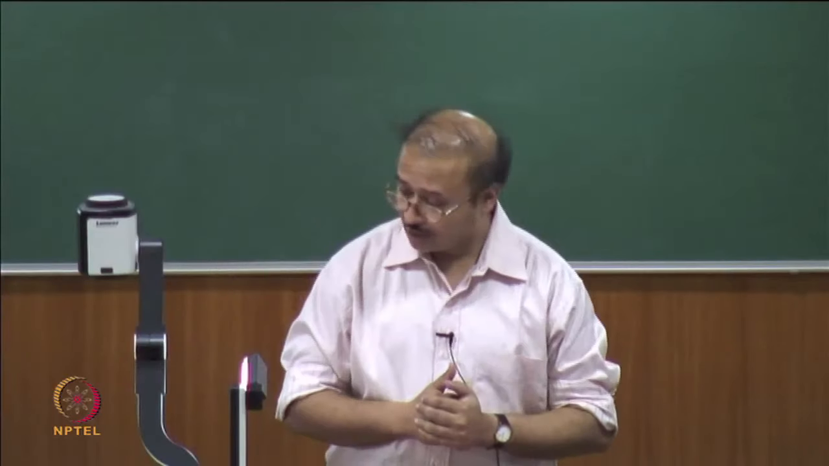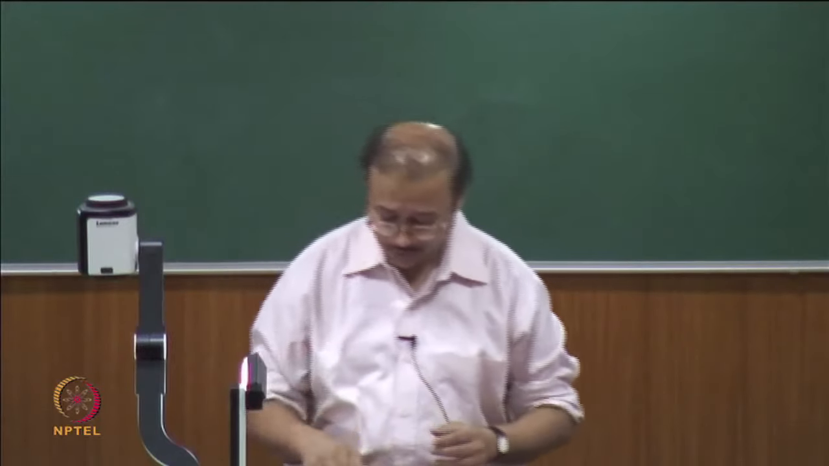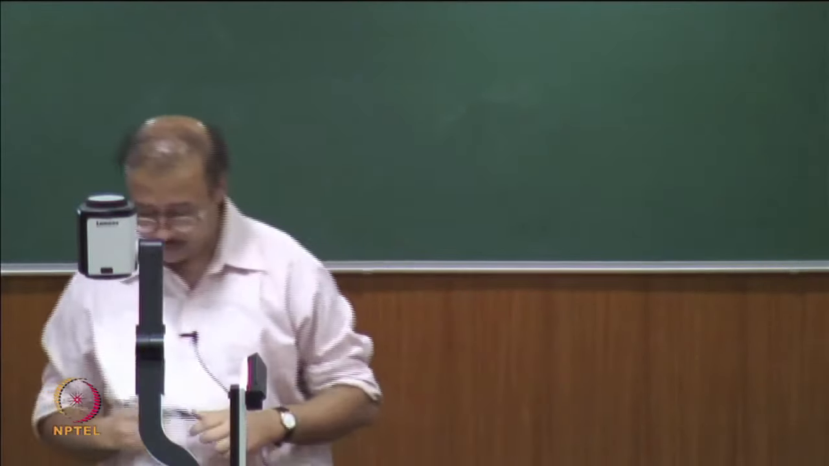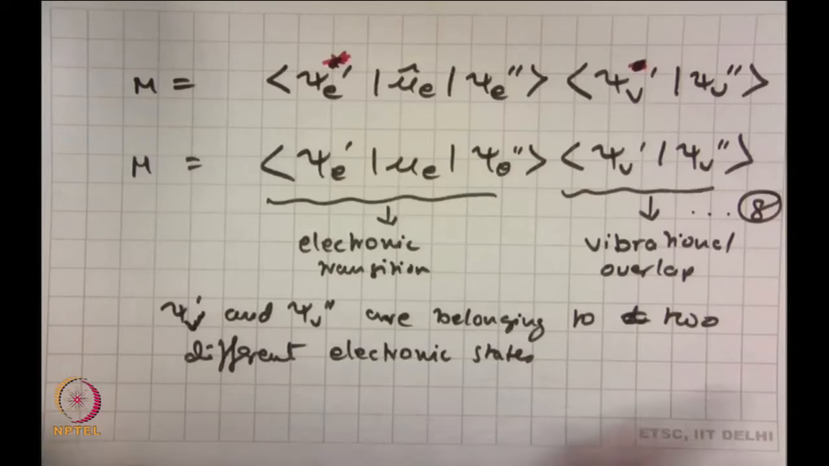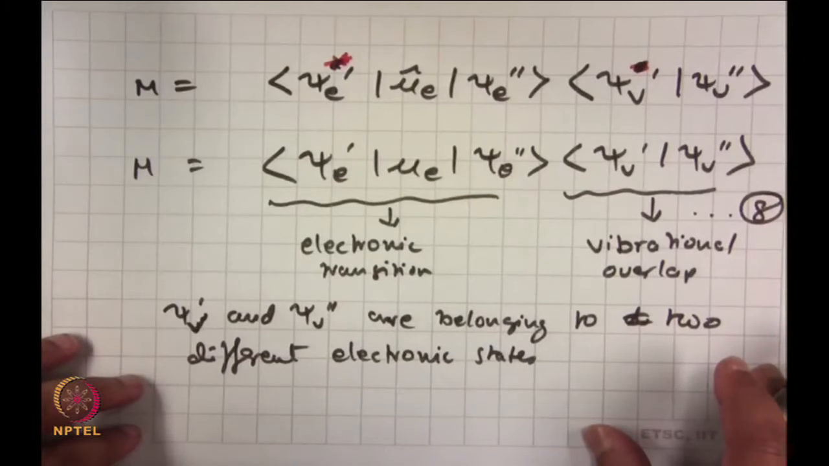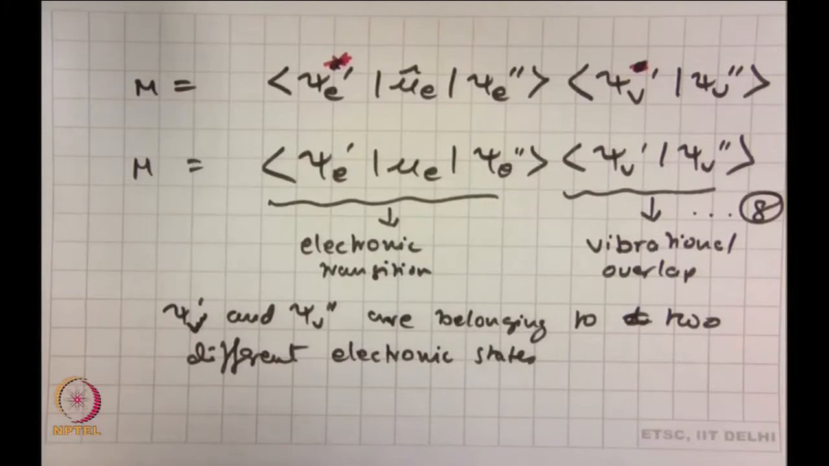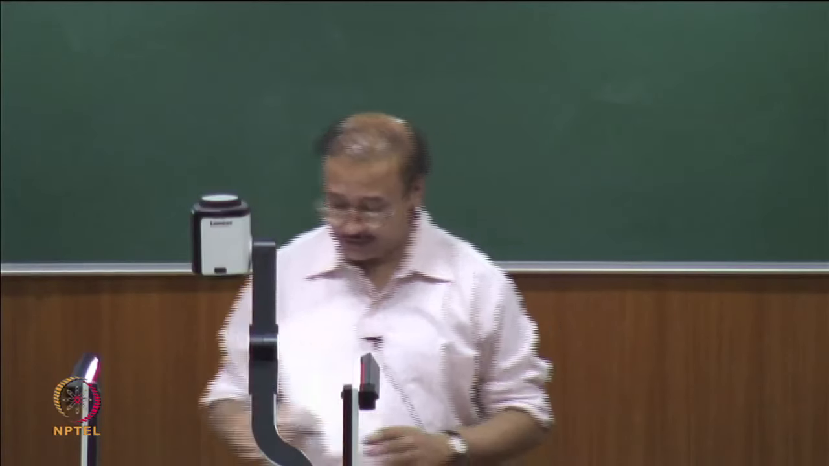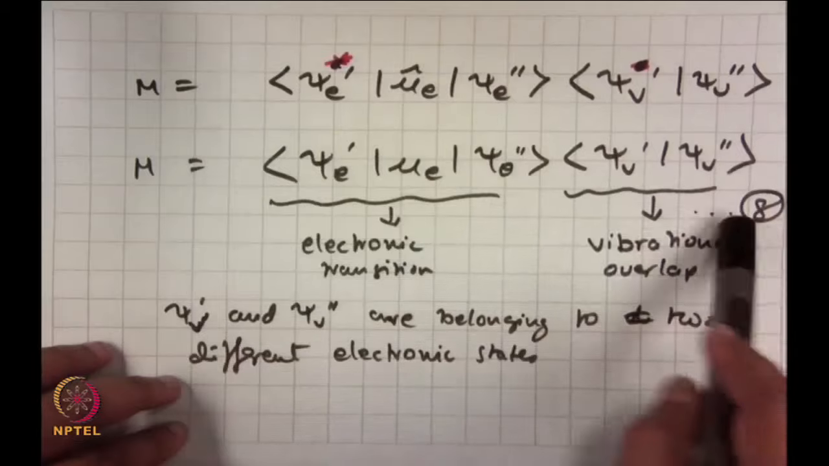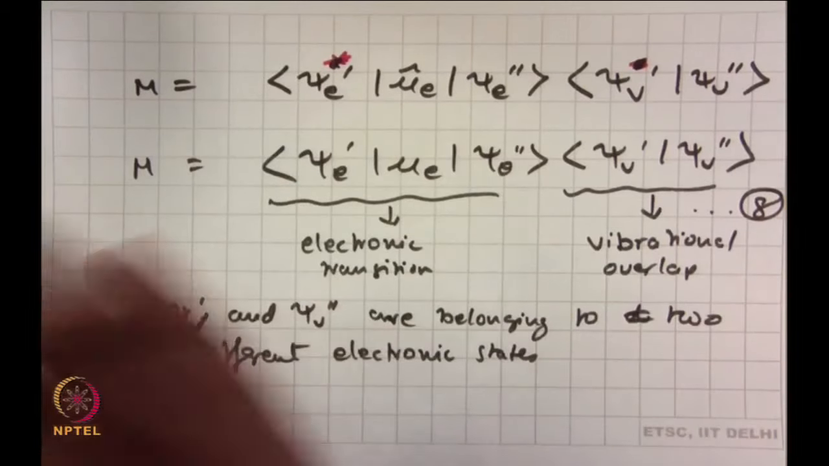So, we will continue with the discussion on the Franck Condon principle. If you remember, what we did last class was that we derived this relation for a transition moment, and you can see that this transition moment had this final expression.